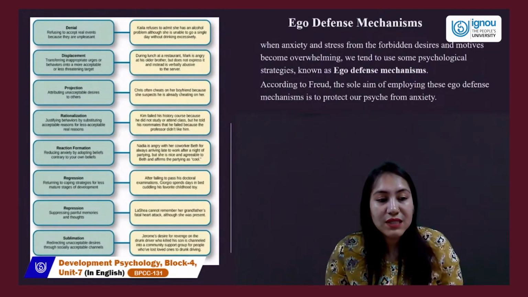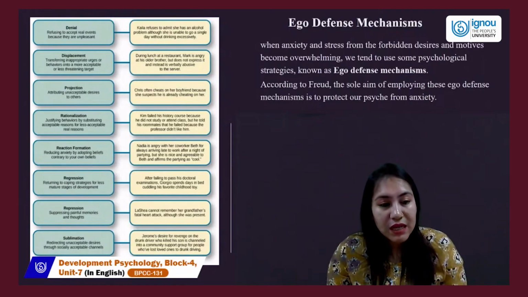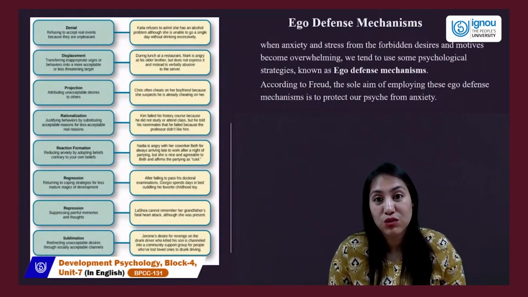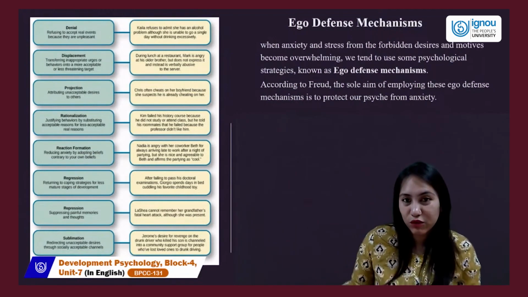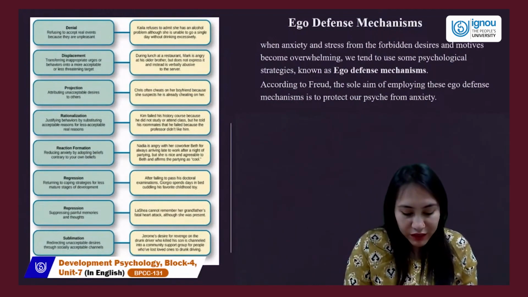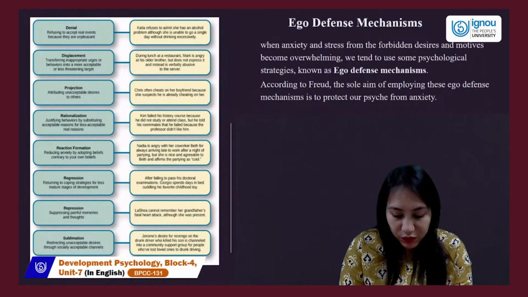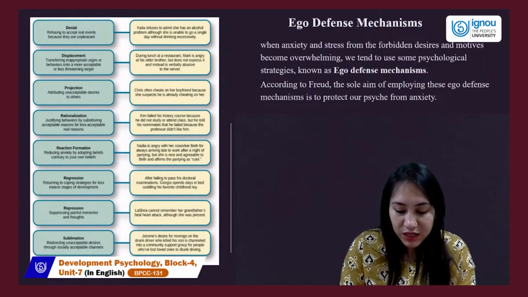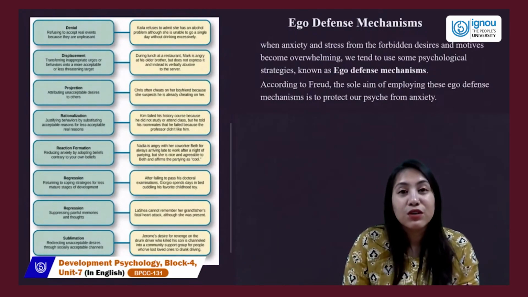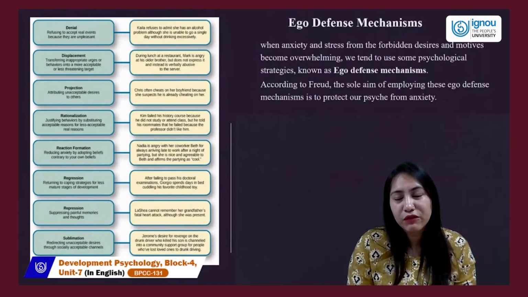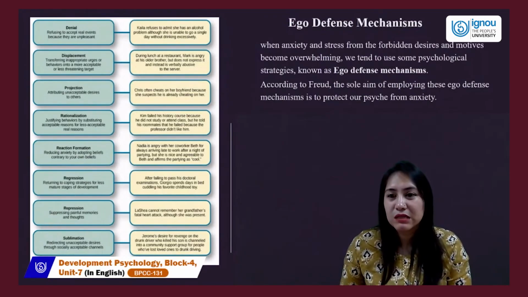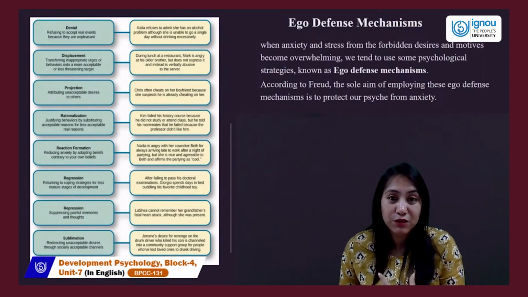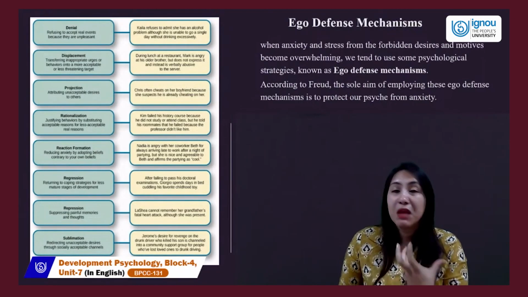Also, repression. Repression is suppressing painful feelings and thoughts, for example, Lascia cannot remember her grandfather's fatal heart attack, although she was present there. This is like repressing the painful memory. You motivatedly forget something because you do not want to be a part of it. You feel it's difficult to understand, etc. So that is something that we speak of as repression. Repression is nowadays, I feel, becoming a part of a lot of people's day-to-day living. They tend to motivatedly forget an event because it has been very hurtful, very embarrassing, very painful to them.